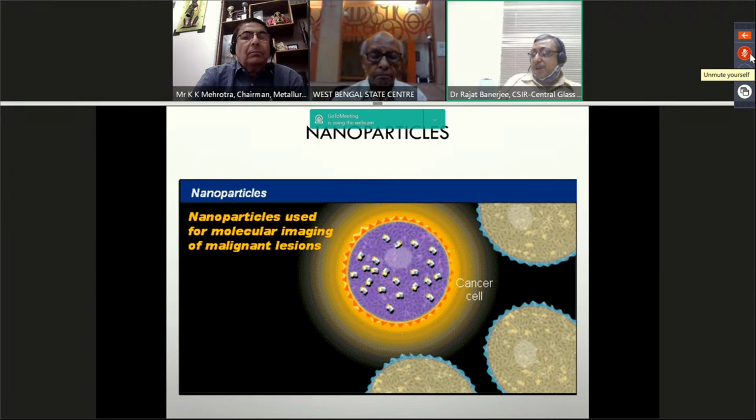Nanoparticles used for molecular imaging of malignant lesions, that is the tumor cells. When ferric nanoparticles have been injected into the tumor cells, that is the cancer cells, and when light is given to them, they glow, through which the doctors can identify the cells and do the surgery accordingly.